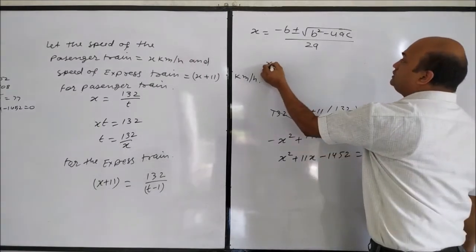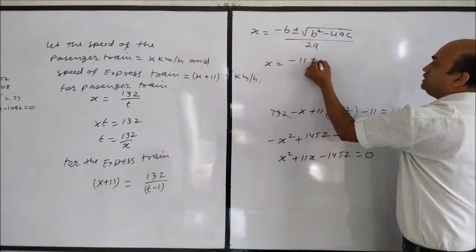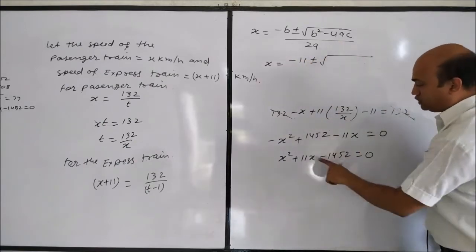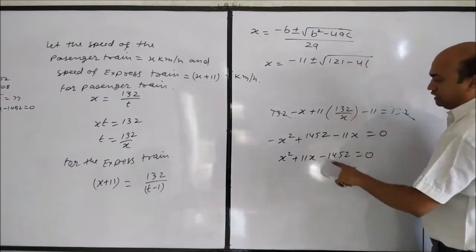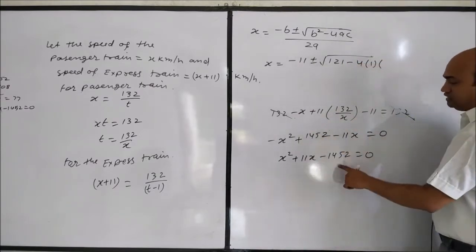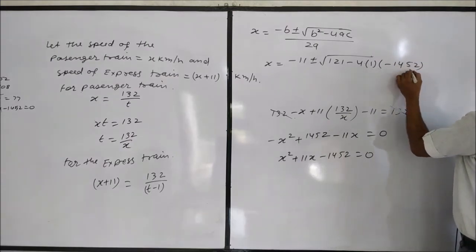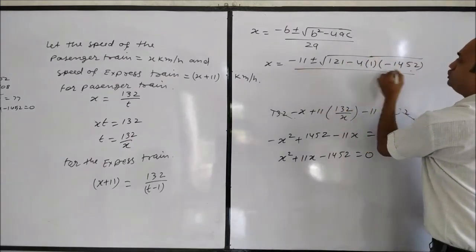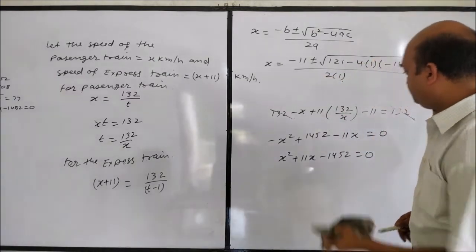We'll get x is equal to minus b. What is the value of b? It is 11 plus minus under root b square, that is 11 square 121 minus 4 into a is 1 and c is minus 1452, upon 2 into a is 1.